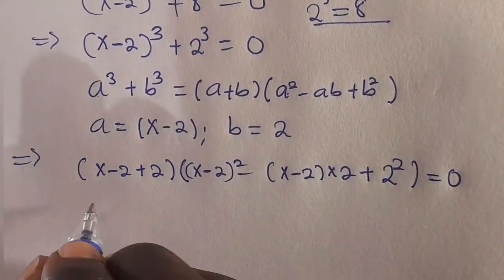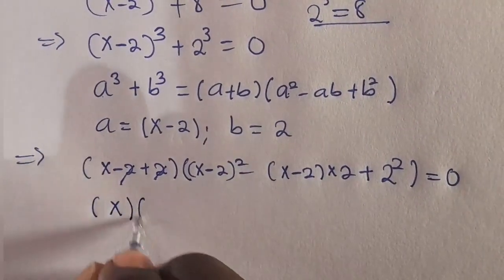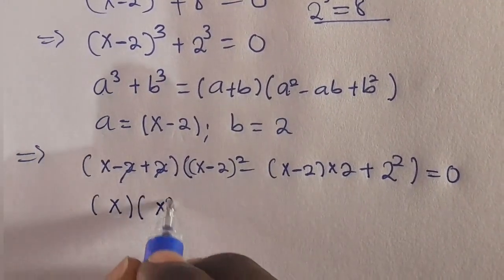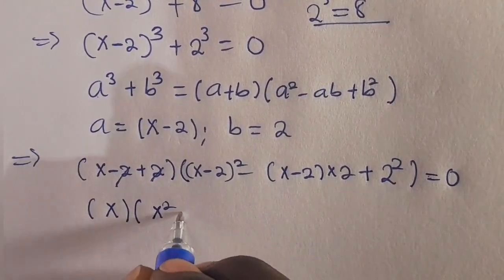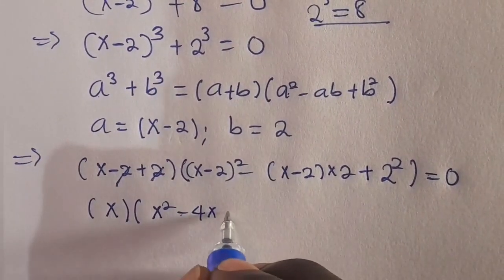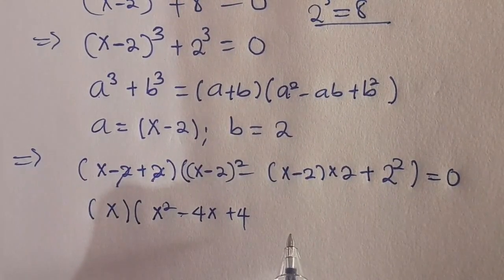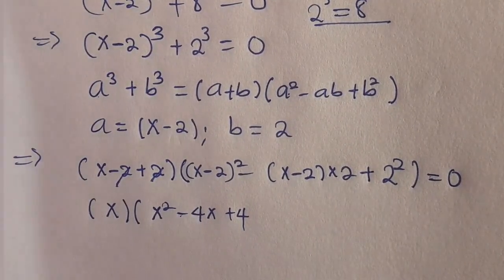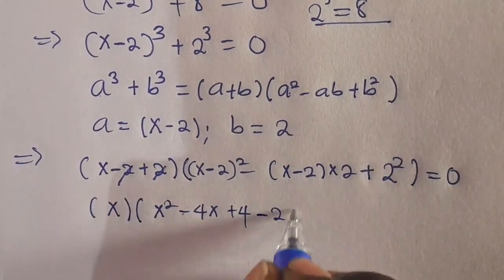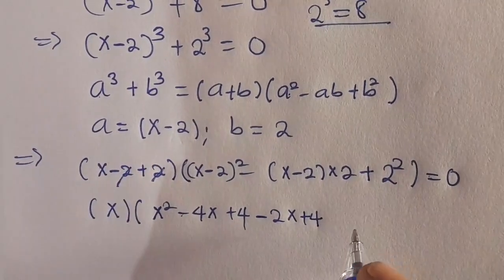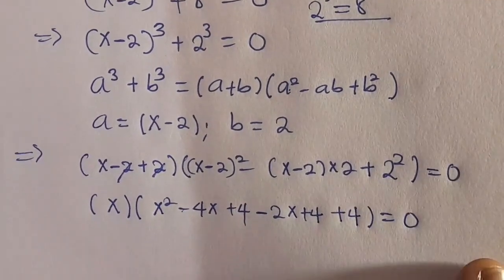So from here, x minus 2 plus 2 gives us x, then this will give us x squared minus 4x plus 4. And so this multiplied by this, we have minus 2x plus 4. Then we have plus 4. Then we have everything equal to 0.